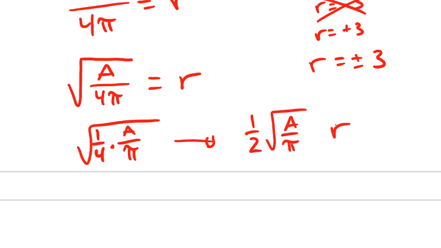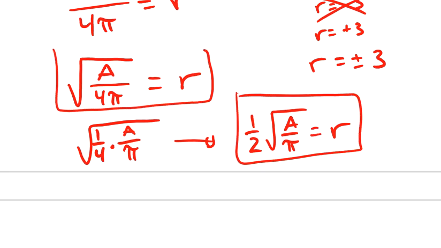So either one of these answers is fine. The problem is occasionally on a multiple choice exam, you may get this one and you're all happy, but you look and that's not one of the choices. The reason why is we've just pulled the perfect square out of the square root. So in a free response test like this, I'm happy with either the square root of A over 4 pi or 1/2 times the square root of A over pi.